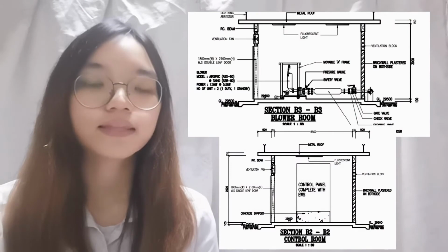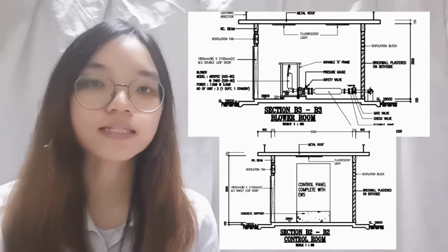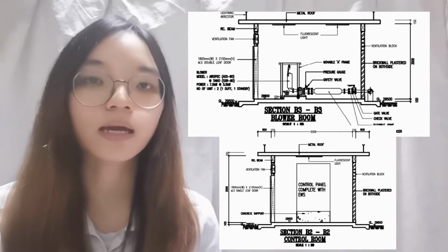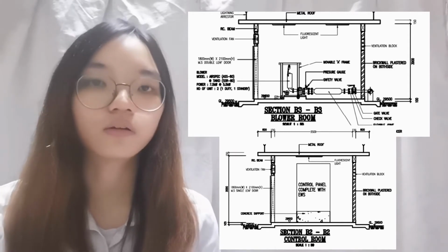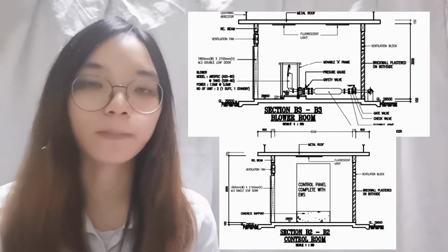And the last one is control units. There are 2 rooms in these units, which are the blower room and the control room. These 2 rooms are not directly involved in the processing of the sewage, but they are important to control the operation of the tanks and chambers.